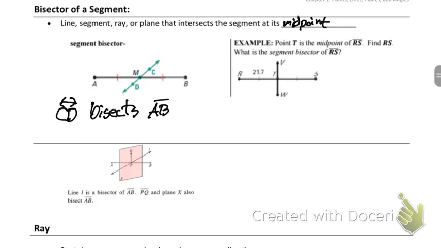If you switch the order, it doesn't make any sense. If you say AB bisects line CD, it's not what it's showing you. It's showing you that line CD is actually cutting AB in half. So we have to write CD bisects AB.